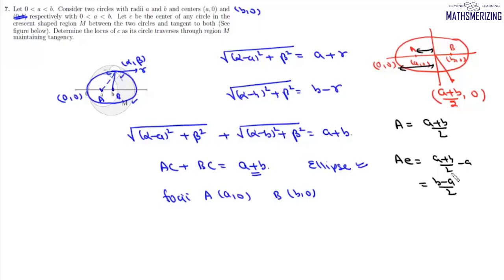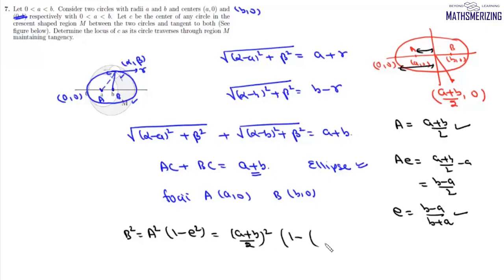Now if we put A as (a+b)/2, we'll get E as (b-a)/(b+a). So now we have A, we have E, we can find the length of the minor axis. So we'll find b square, and it'll be a square into 1 minus e square. Now a square is ((a+b)/2) whole square, and this is 1 minus ((b-a)/(b+a)) whole square. Now (b+a) whole square will cancel, so we'll get this b square as ab.